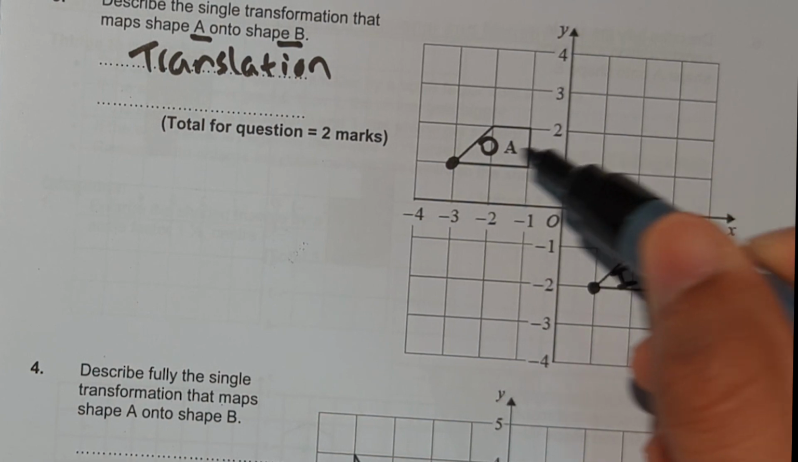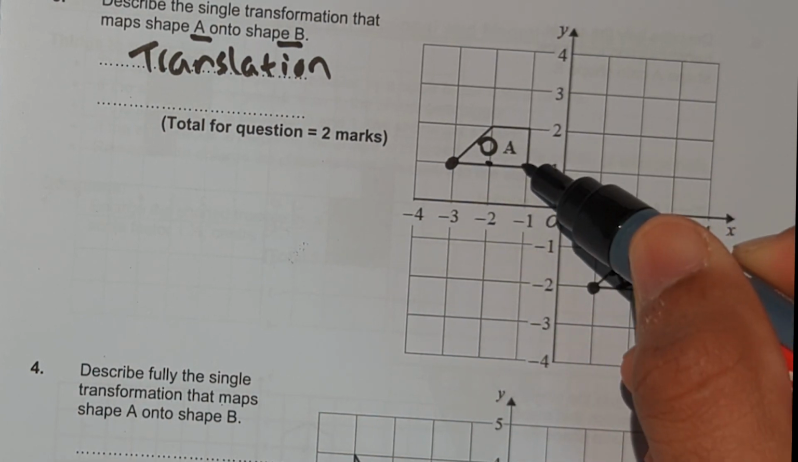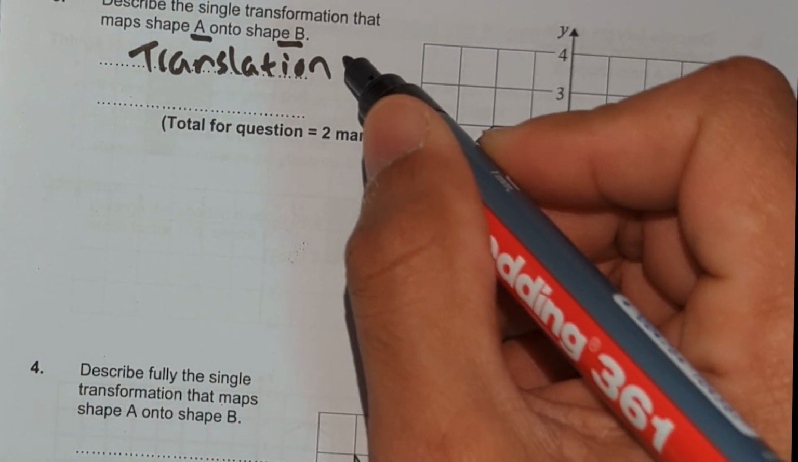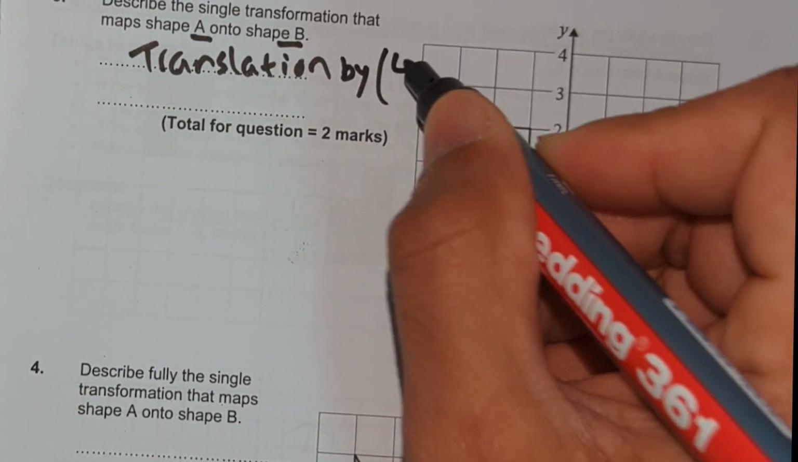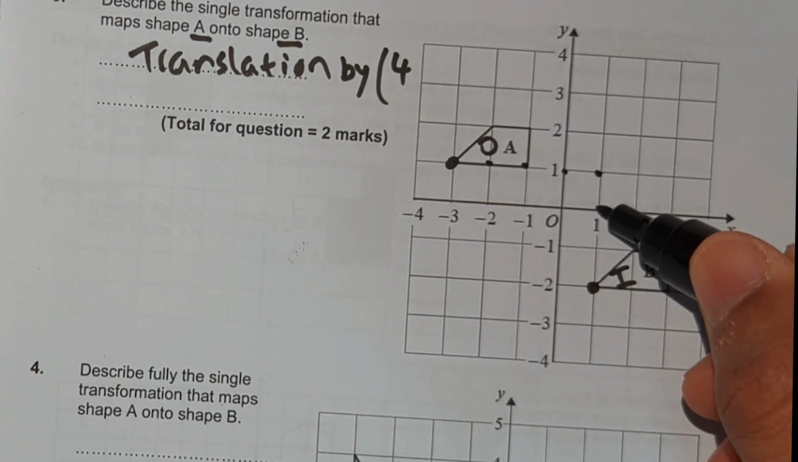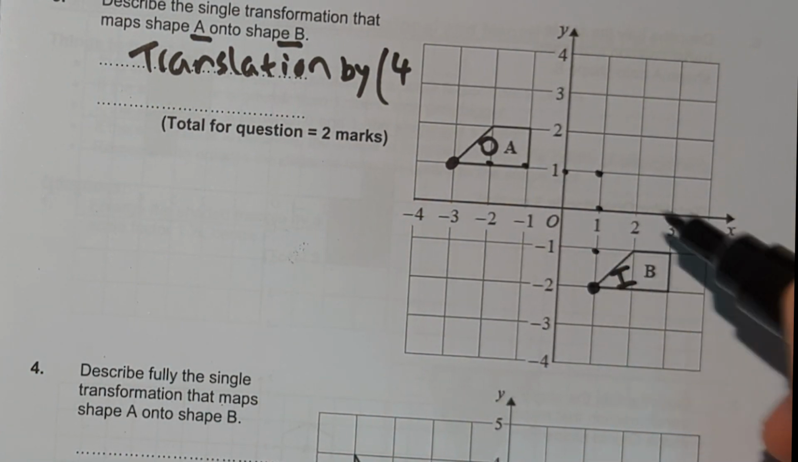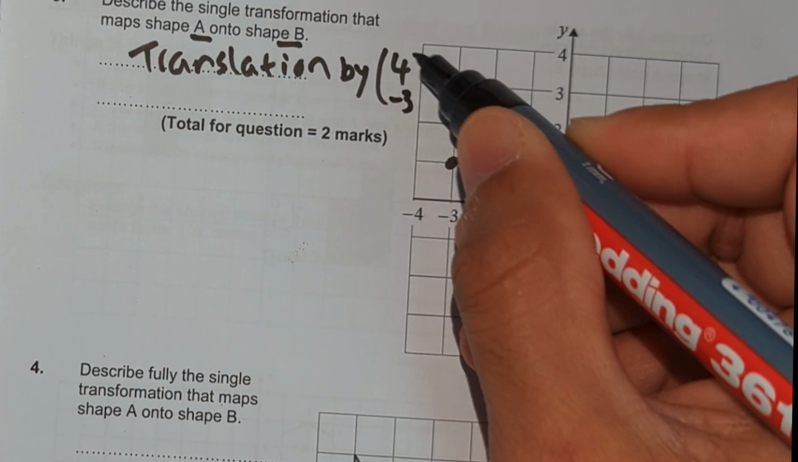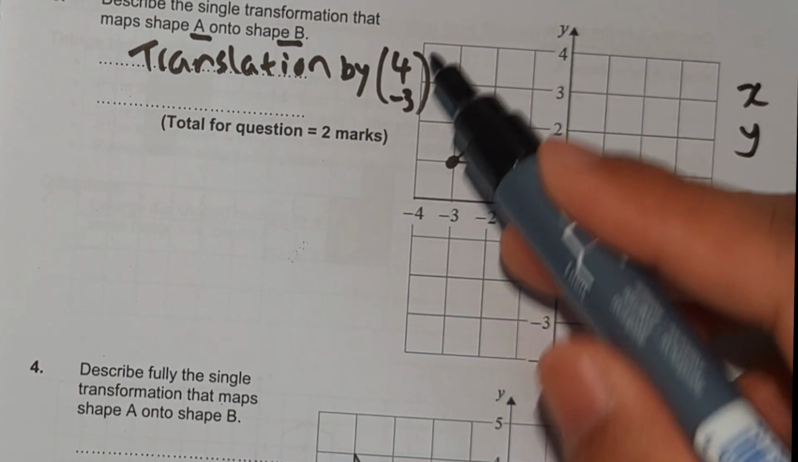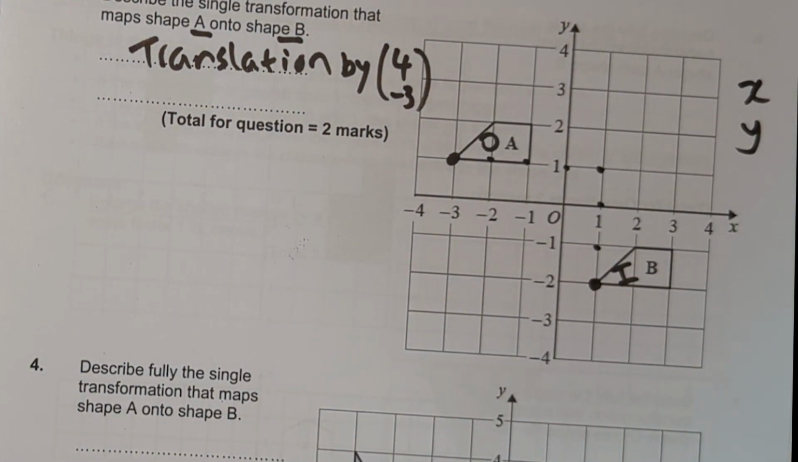I'm looking to go 1, 2, 3, 4. So we're going 4, translation by the vector 4 to the right. Okay, so 4 positive, and then you go 1, 2, and 3 down. That means -3 in the y direction. So when you're doing the translation, you always do x, then y. Okay, so that's your second mark there.